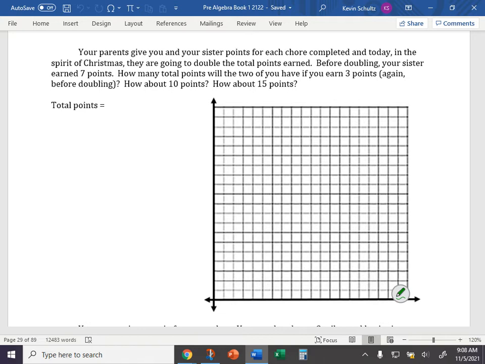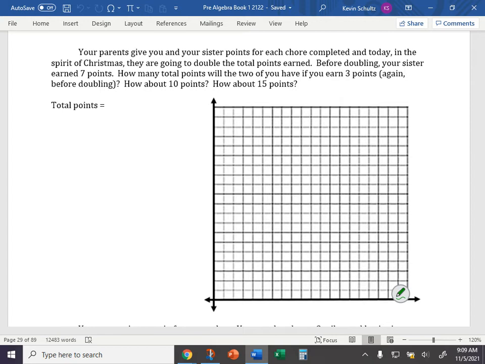Okay? Essentially, what's happening here is your parents are adding your sister's and your points together and then doubling that. Your sister has earned 7 points. That's done. That won't change. What can change here is how many points you're earning. So what do you think our expression is going to be to show that you're adding your points to your sister's 7 points and then doubling that sum? Cade?